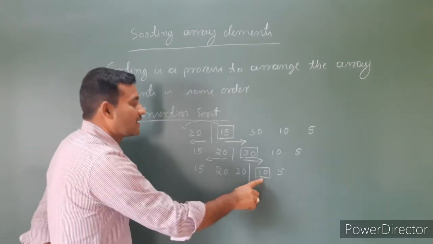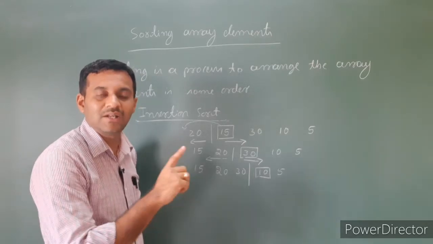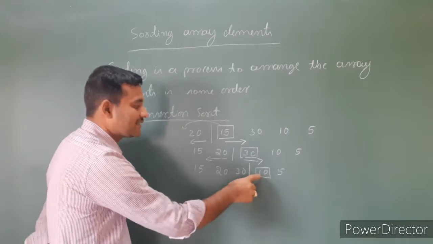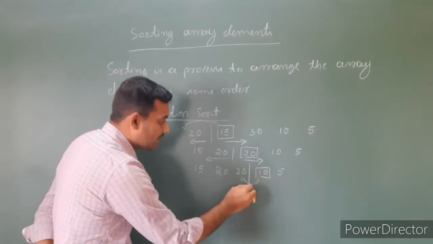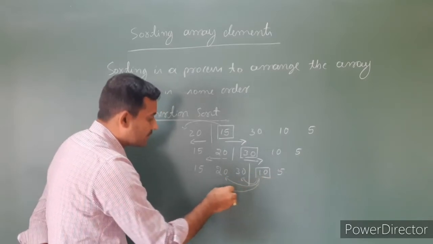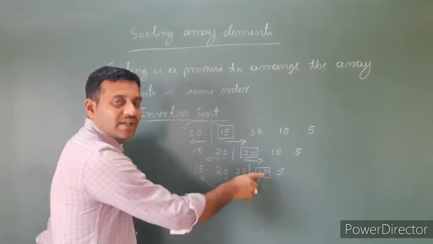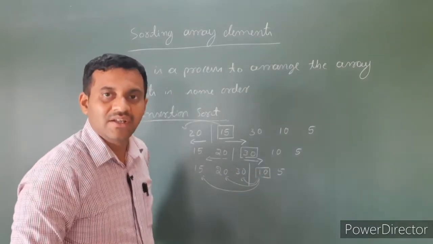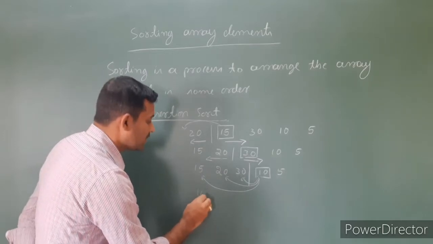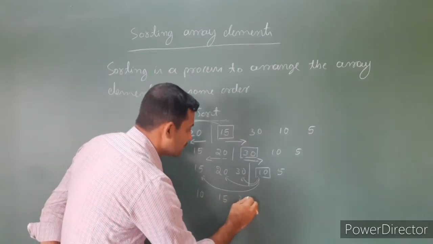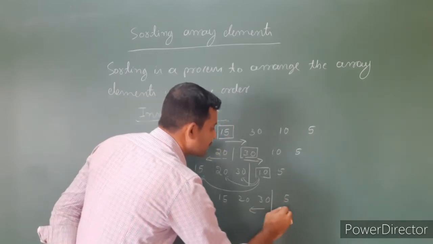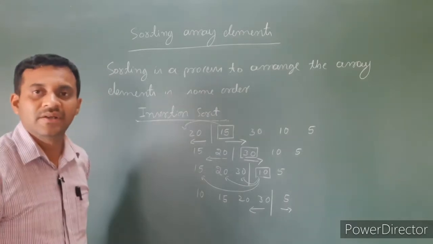See here, 10 is the key element, that is the element from the unsorted portion, that is compared with the 30. So 10 is less than 30, hence we compared 10 with 20. Again 10 is less than 20, hence compared with 15. Hence the 10 is also less than 15. Therefore the 10 is inserted before the 15. The elements become 10, 15, 20, 30 and 5. So these are the sorted portion, 5 is an unsorted portion.